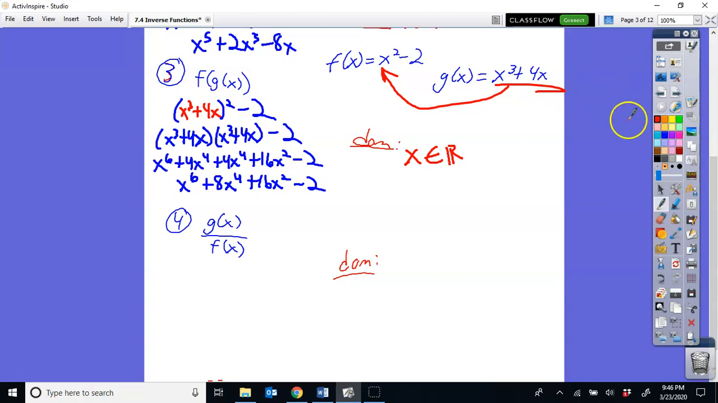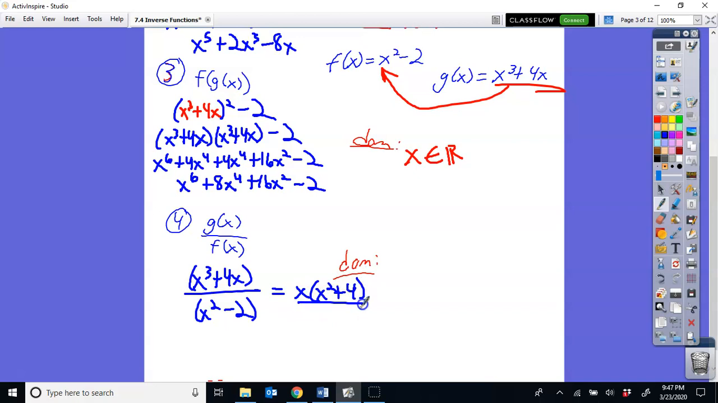The final question of our little warm-up and review here is g of x divided by f of x, which means x cubed plus 4x divided by x squared minus 2. Now, what you should notice, hopefully, is that on the top of this, I could factor out an x and get x squared plus 4 left over. On the bottom, though, I cannot factor it.